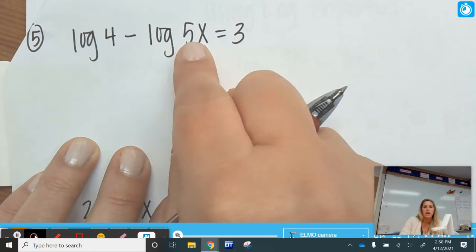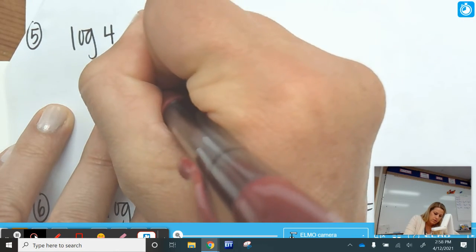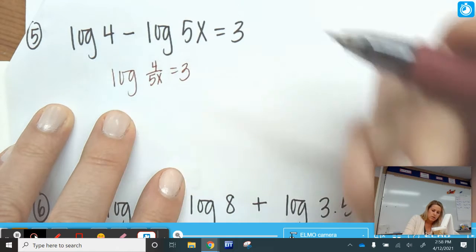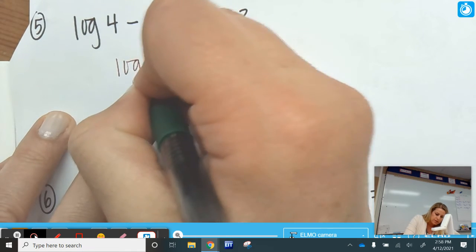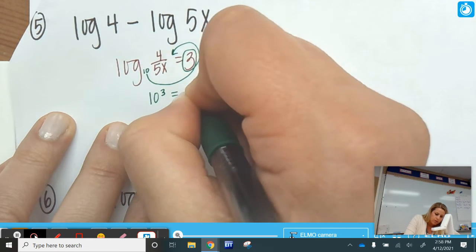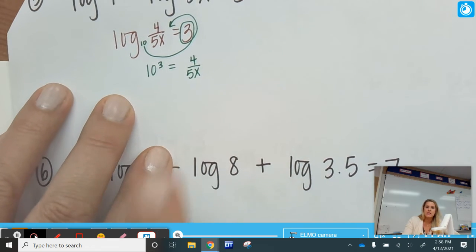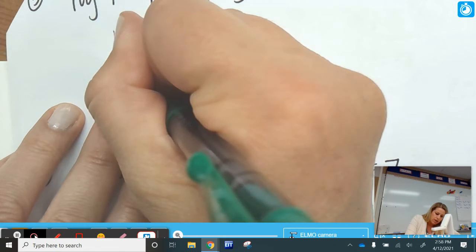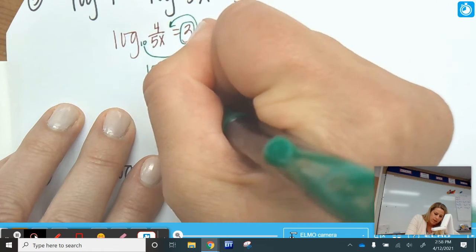All right, so the next one, we've got a minus. So we're going to divide. We're going to bring them together first. So once I bring them together, I've got one log by itself. Now I'm going to do 10, my base, to the exponent answer. 10 to the third power equals 4 over 5x. Okay, 10 to the third power is 1, 1, 2, 3, equals 4 over 5x.